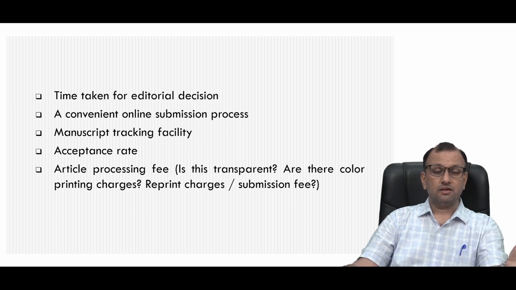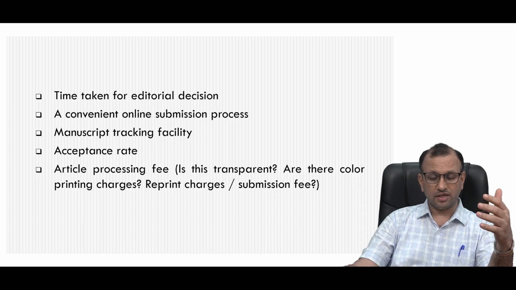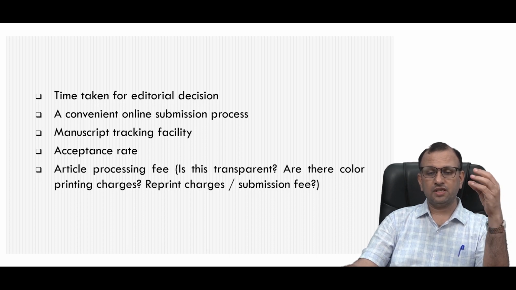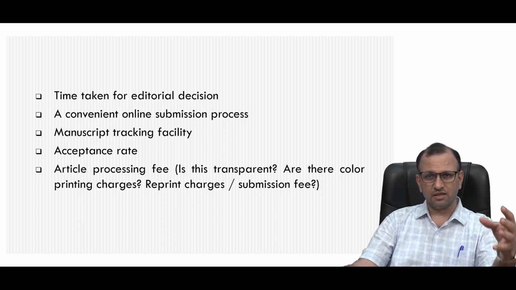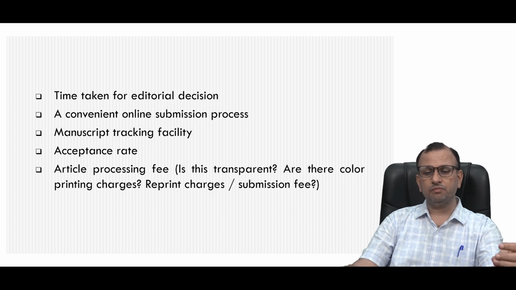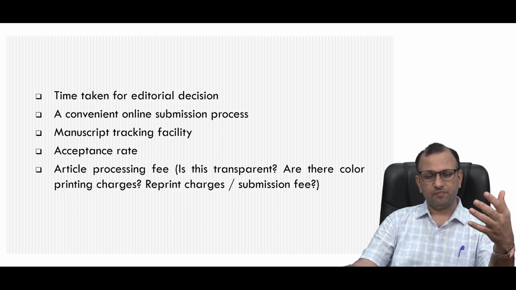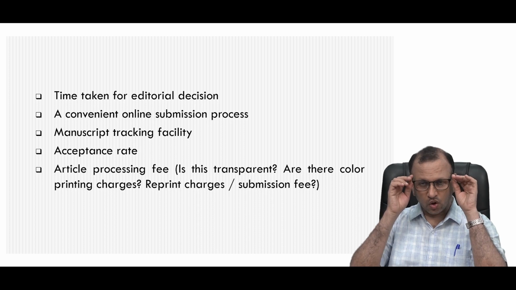Now, always look for the time taken for editorial decision. If the first decision is given in maybe 3 weeks or 4 weeks, it is reasonably good. If a convenient online submission process is there, it is definitely good. If a manuscript tracking facility is there, it is definitely good, it is convenient. Acceptance rate, if it is known, is convenient.